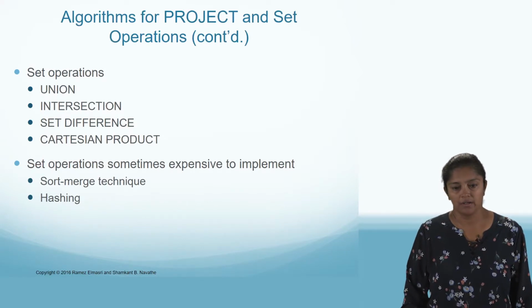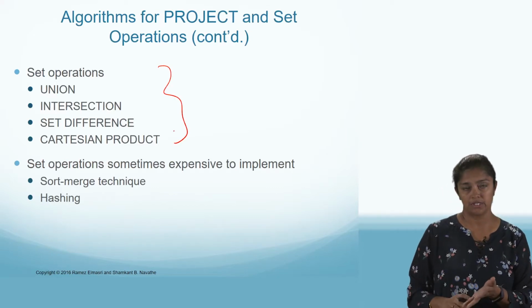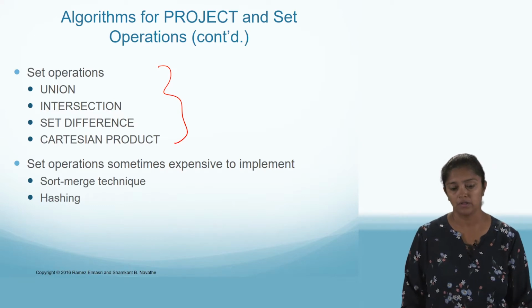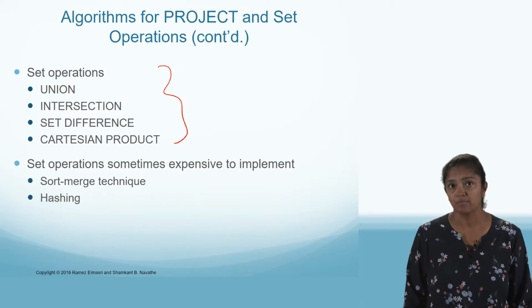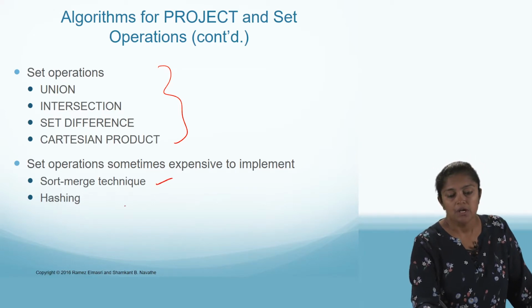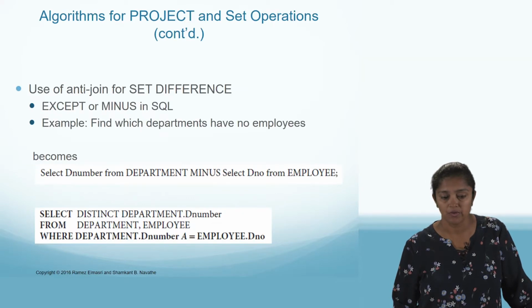So we saw that there are different algorithms for all of the set operations: union, intersection, set difference, and join, and that's what we saw in these slides today. Sometimes these set operations become very expensive to implement, and that's the reason we have these different techniques that we can use. There's the sort merge technique and a hashing technique for obtaining better performance and efficiency of the queries.